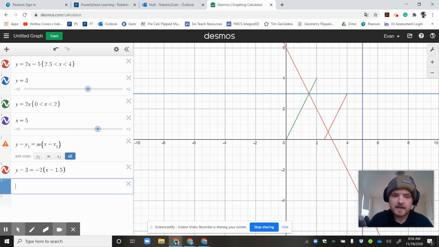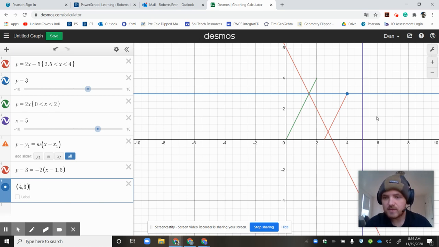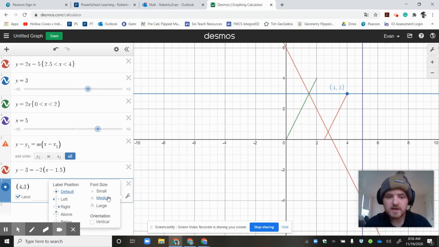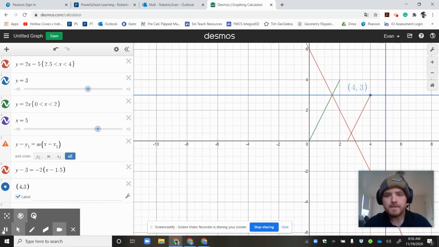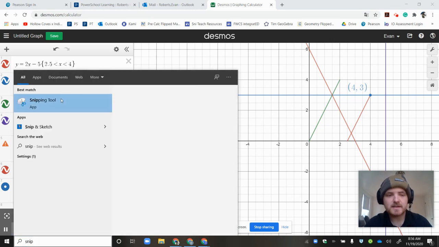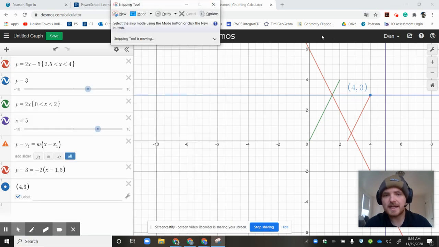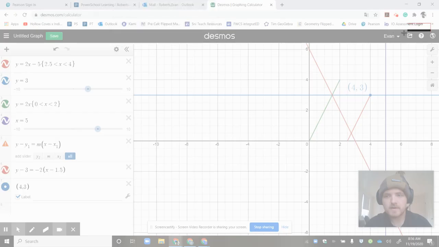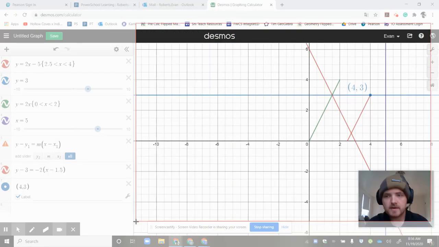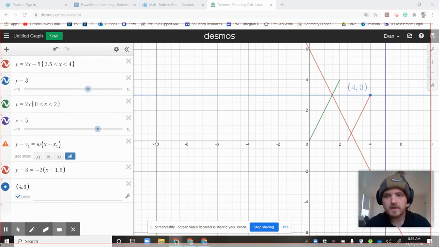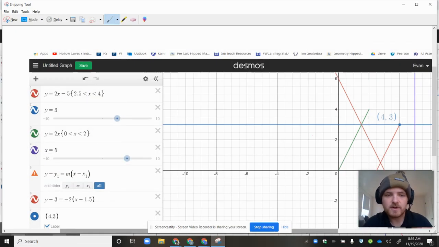Oh, and then lastly, if I wanted to highlight a specific point, let's say like 4 comma 3, it doesn't have the coordinate next to it, but if you press label, you can actually make it bigger, which is really nice, and then it labels that point right there for you. The last thing is when you do your screenshot, make sure that you have your name up there, the picture, and all of your equations. Okay, that's what I need for you to have in your screenshot.